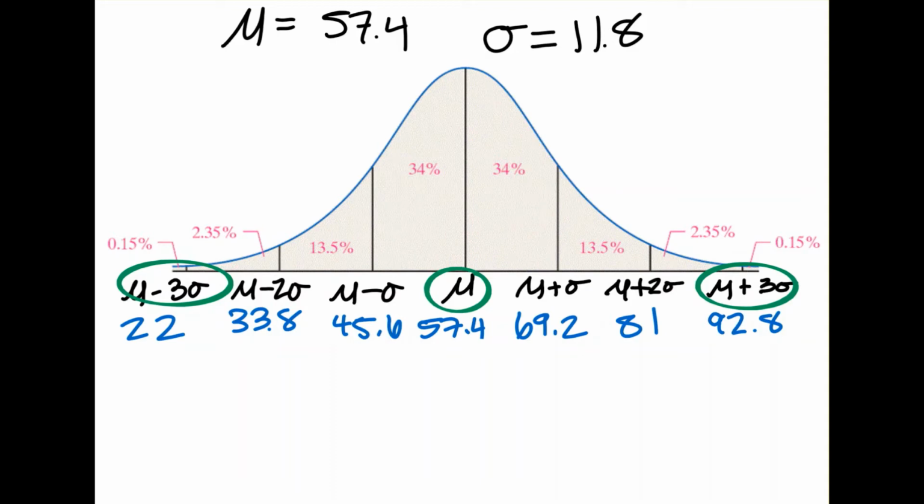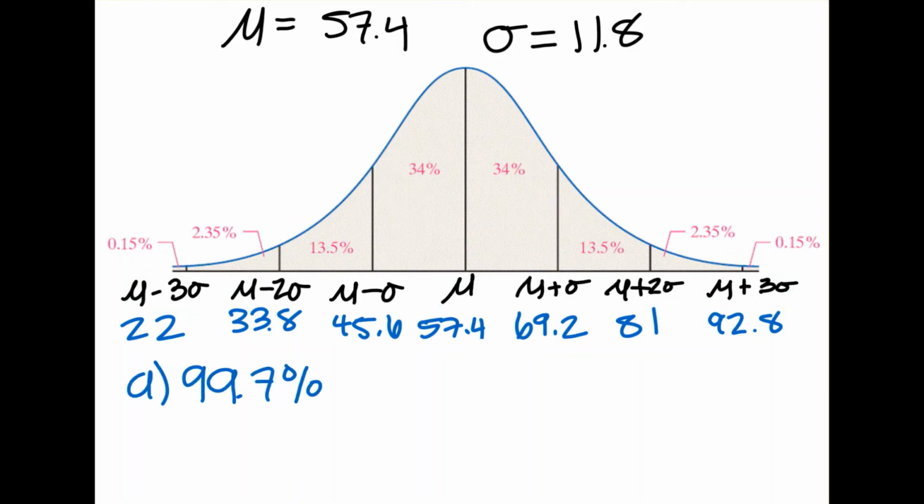So we need to find what percentage of the population is between mu minus 3 sigma and mu plus 3 sigma. This will be 2.35% plus 13.5 plus 34 plus 34 plus 13.5 plus 2.35. If you add up all of these percentages, you get 99.7%. So 99.7% of all patients have serum HDL within 3 standard deviations of the mean, or between 22 and 92.8.